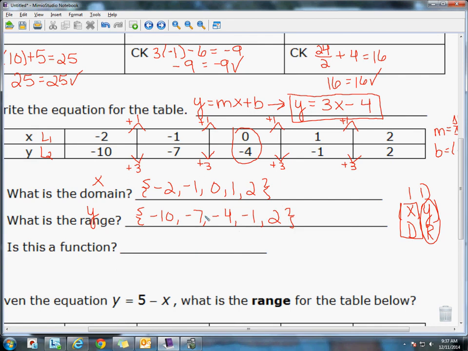Last question says, is this a function? And if you look at your x values, -2, -1, 0, 1, and 2, none of those repeat, so yes, it is. And that's because your x's do not repeat.